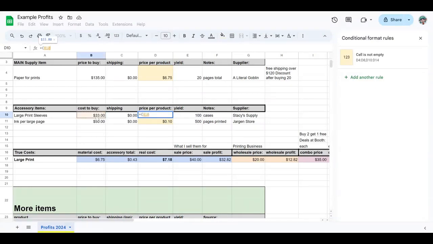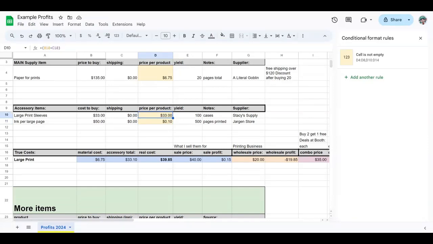You just click on the box that is the cost to buy, and then you do the plus, which is the little key next to the backspace, and then you click this box, and then you close the parentheses to have that do that math. And then if you do that, that's your total cost. So it's just 33, there's no shipping.